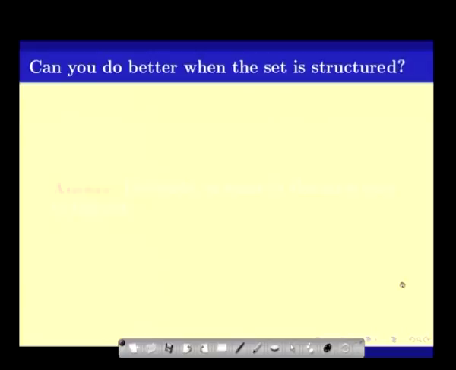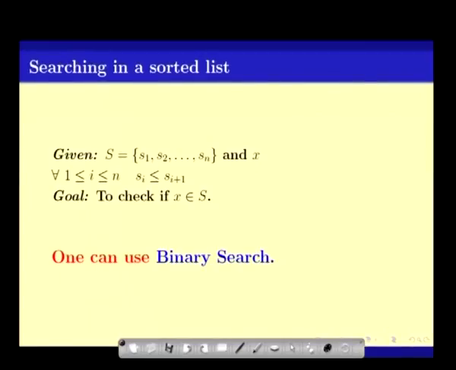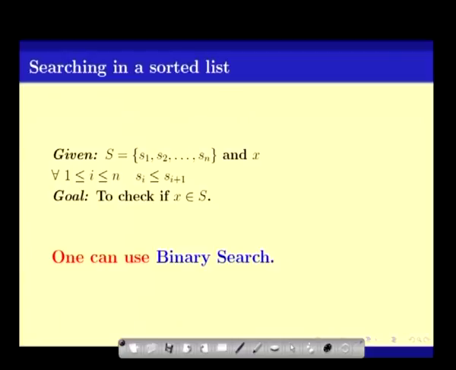But if this set is structured, then depending on the structure of this set, one can get some better algorithms for searching whether X is in this set S or not. For example, if the set is sorted, like say S is a given set S1 to Sn and it is sorted in ascending order, that is S1 is less than S2 is less than S3 and so on, and we have been given X and we want to search if X is in this set S, then one can use binary search. Here note that we are using the fact that S1 to Sn are something like integers or alphabets or something on which there exists a total order. Thus, we can say that this is better than this, or this is less than or equal to this. Such kind of structure should be there.